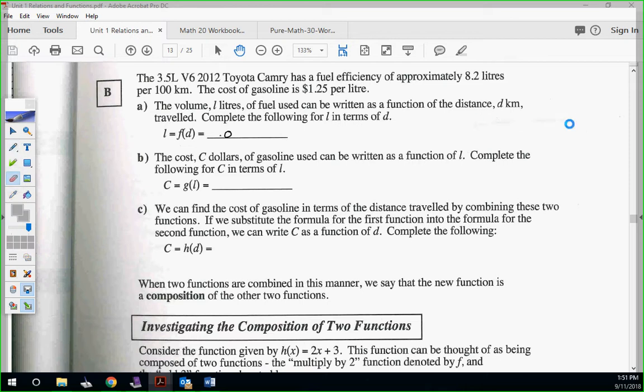Let's try this one more time. Sorry. I just want to have it right on here. So it's 8.2 liters. Then we divide by the 100, and that's what's going to give us 0.082, because we moved the decimal over twice. So L equals 0.082 D.